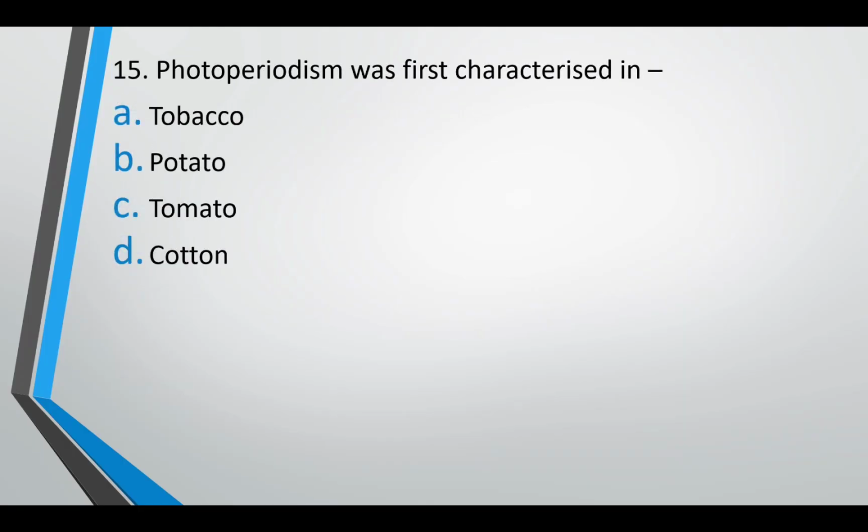Question number 15. Photoperiodism was first characterized in tobacco, potato, tomato, or cotton. The correct answer is option A. It was first characterized in tobacco.